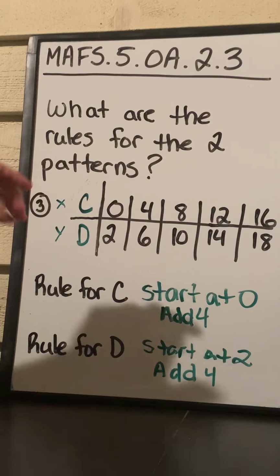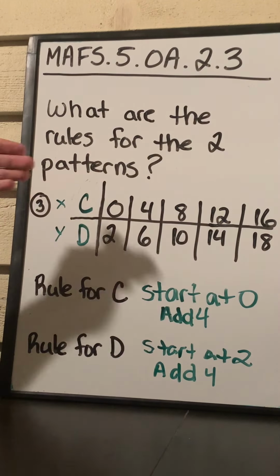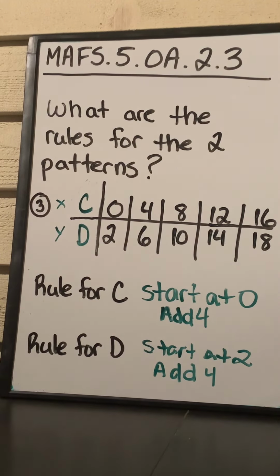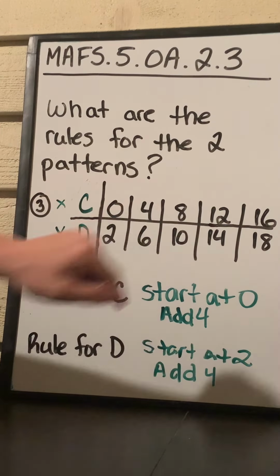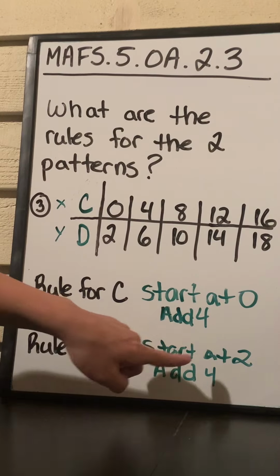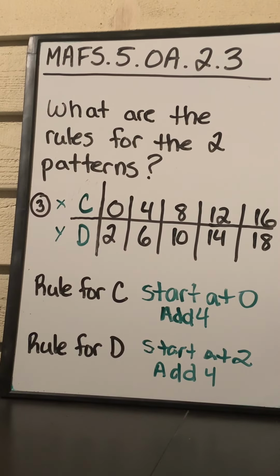So this example is fairly simple. It's just working backwards. Now I see a pattern and I'm trying to figure out the rules. So what are the rules for the two given patterns? Rule C is start at 0, add 4, and rule D is start at 2 and add 4.